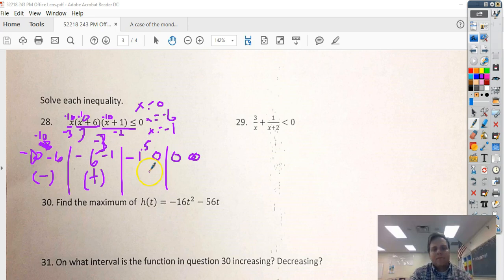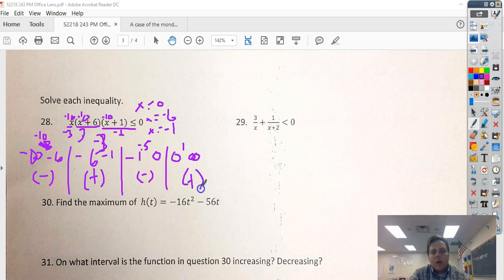negative 0.5, sorry. Negative 0.5. Plug that in. Well, that's going to be a negative, positive, positive. So a negative number times 2 positives is going to come out negative. So now we pick a number that's 0 to infinity, such as 1. Well, that's going to be positive, positive, positive. And that's going to be all positive.